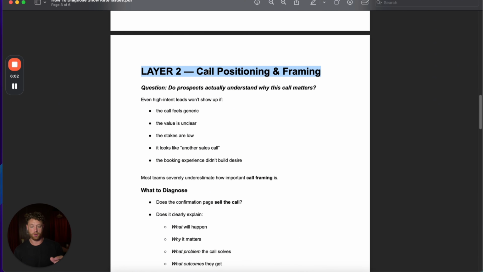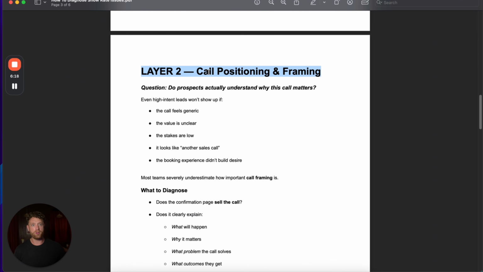So even a high intent lead won't show up if the call feels generic, the value is unclear, the stakes are low, or it looks like another sales call. You got to remember that most people booking a sales call with you probably booked 3 or 4 other sales calls with similar companies, right? So what separates you? And this again precedes the pre-call sequence.